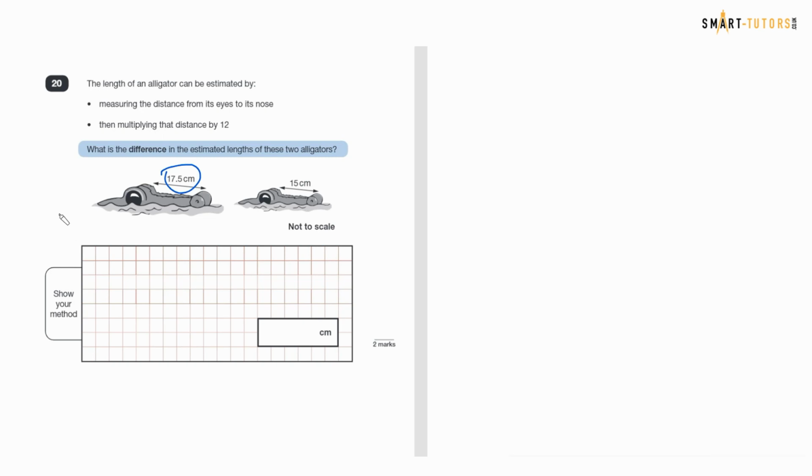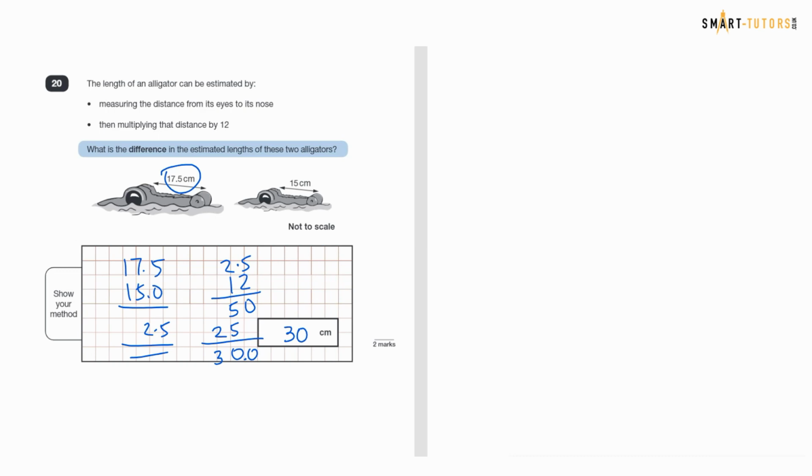So a shortcut you can actually take for this question is that the distance from the eyes to the nose for each alligator is 17.5 and 15. So the difference is 2.5 centimeters. And if you times that by 12, that's how you get the answer. So 2 times 5 is 10, 5, so 1 times 5 is 5, 1 times 2 is 2, add them up, 30, am I right? So 30 centimeters is the final answer.